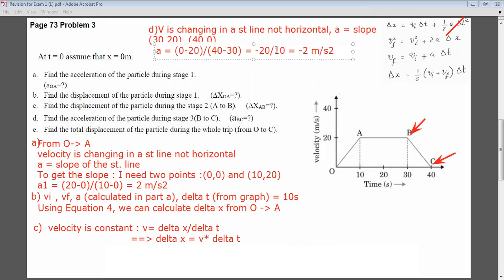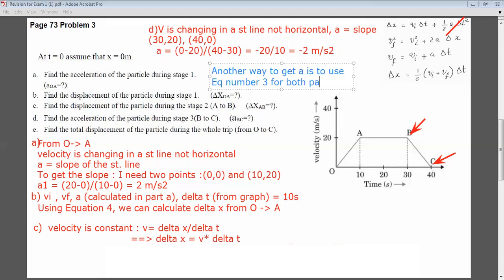Yes, there is actually. I just use equation number 3. I use equation number 3 over here. So another way to get acceleration is to use equation number 3 for both part A and part B.